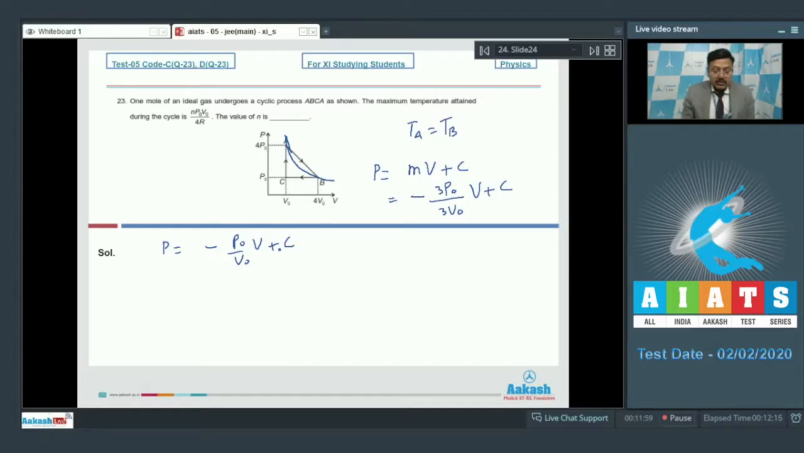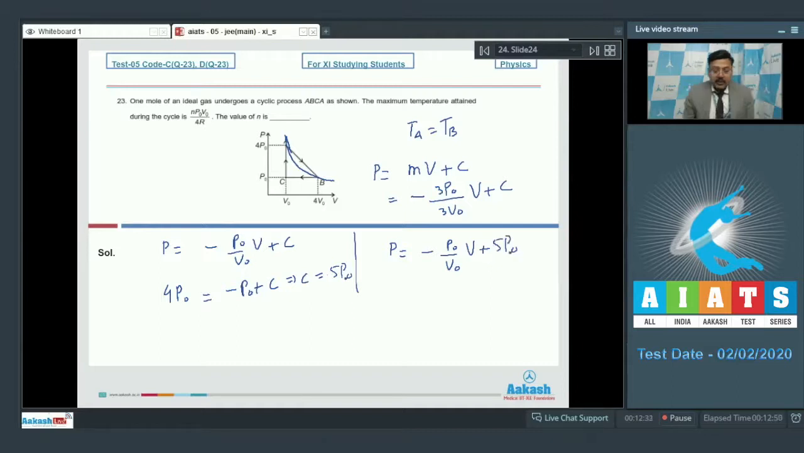And to find the value of C, let's put in the point A, which is V naught comma 4 P naught. So at point A, 4 P naught is equal to minus P naught by V naught into V naught, that means minus P naught plus C, and that tells us that the value of C is 5 P naught. So the equation of the straight line is P equals minus P naught by V naught V plus 5 P naught.